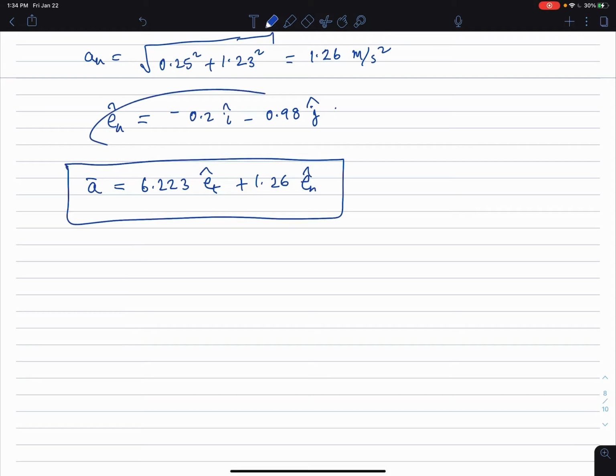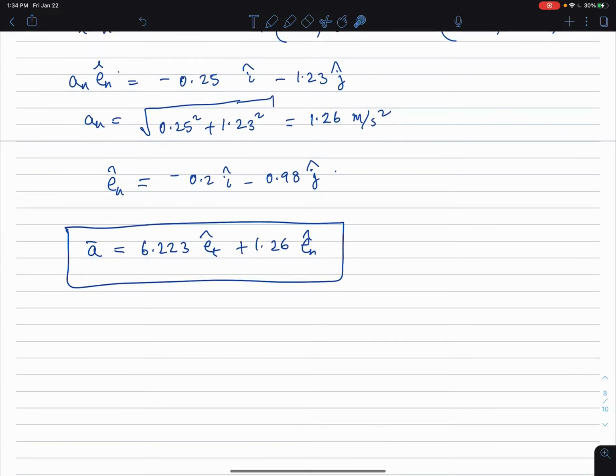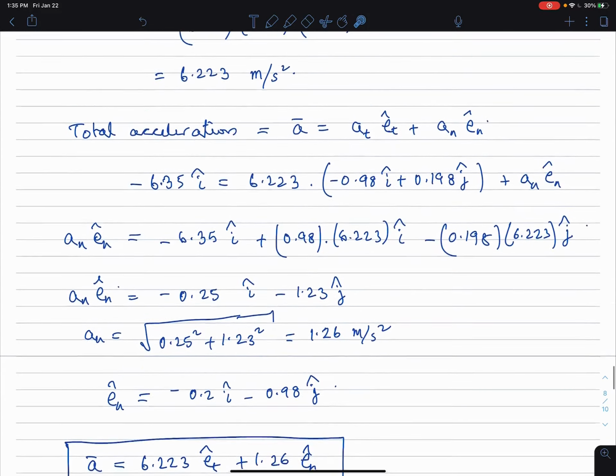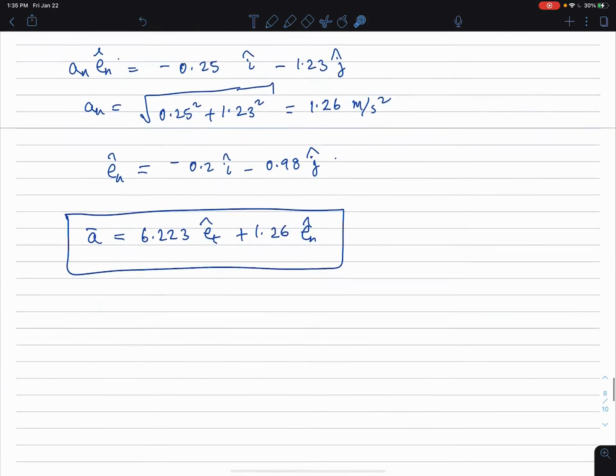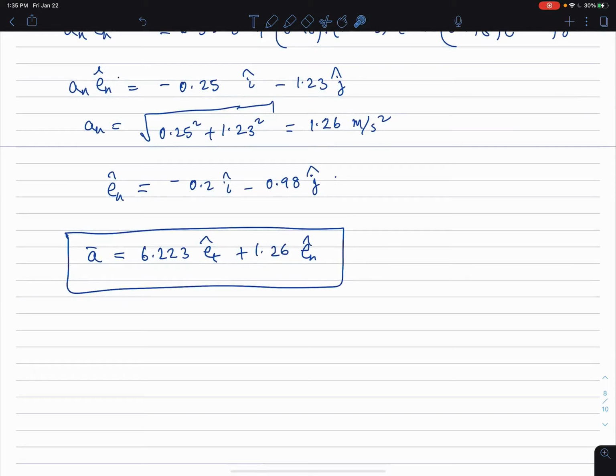This is not relevant, at least for this part. Once you've computed the magnitude of the acceleration in the normal direction, you're all set. So the total acceleration is the tangential component plus the normal component, and we evaluate each of those. Any questions about this?